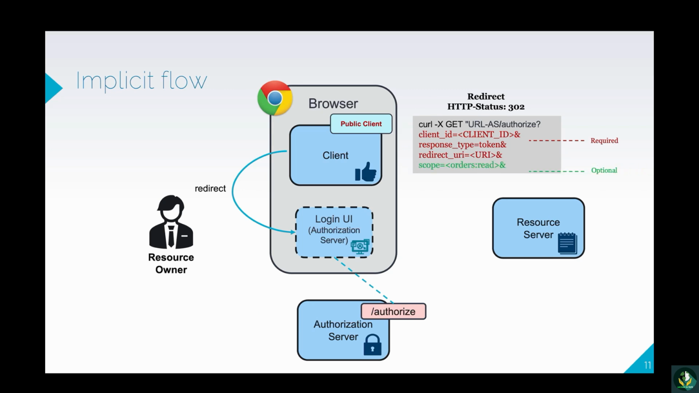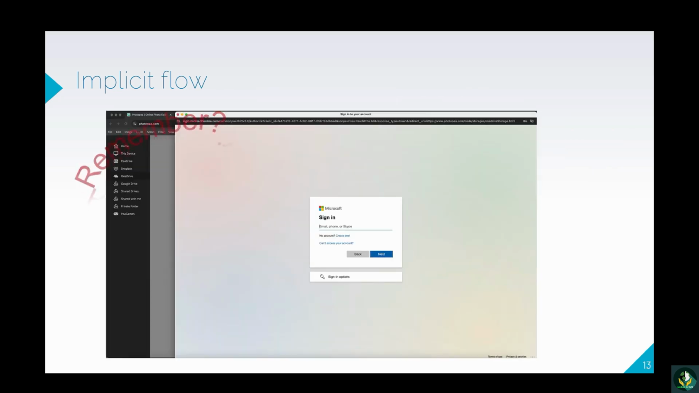Scope, this limits the access or actions the client can perform in the API, such as orders read. State, a random string used to maintain state between the request and callback, which also helps protect against CSRF attacks. Again, referring back to the Photobe demo, the request URL had a similar structure. The authorize endpoint, and the query parameters like client ID, scope, response type equals token, and redirect URI.